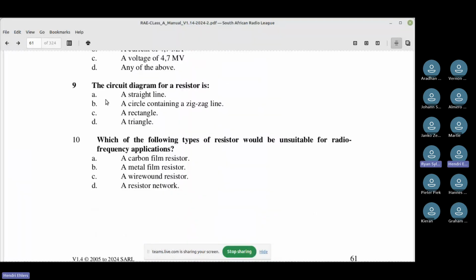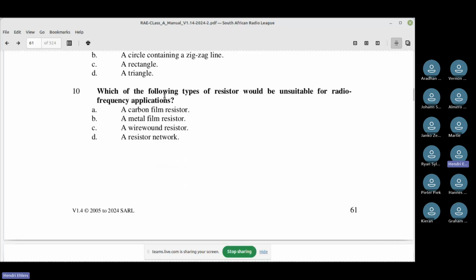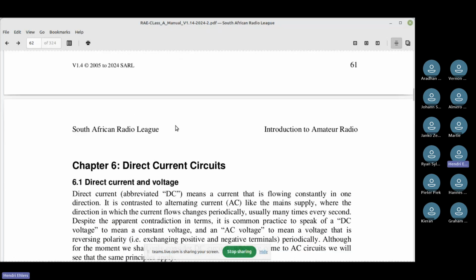Right, the circuit diagram of a resistor is not a straight line. Zigzag line with a circle around, definitely not. Rectangle is correct. Right, and I hear that in the comments also it is correct. Which of the following type of resistors would be unsuitable for radio frequency applications? I'm not going to answer that. You guys must give me that because I specifically told you which ones you shouldn't use. I think it's C. C, correct. Yes, sir. Right.